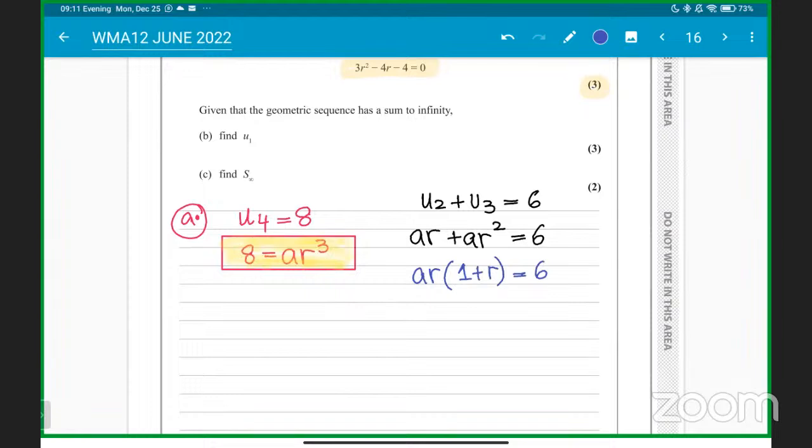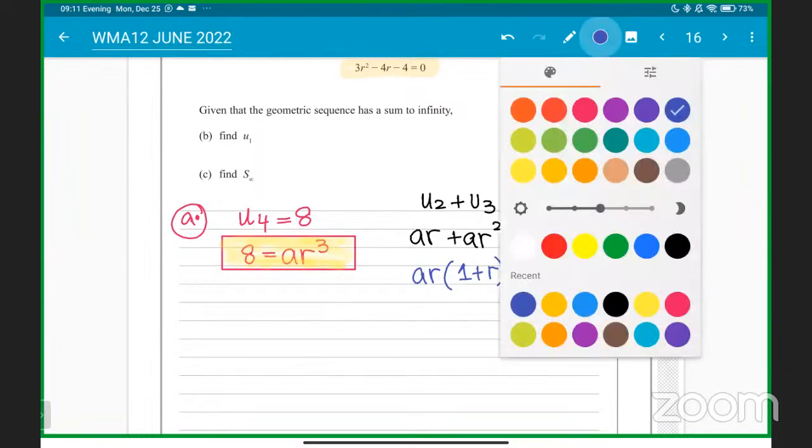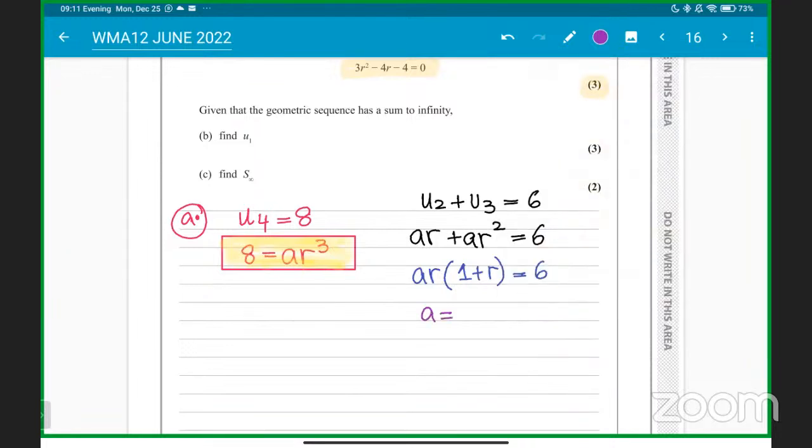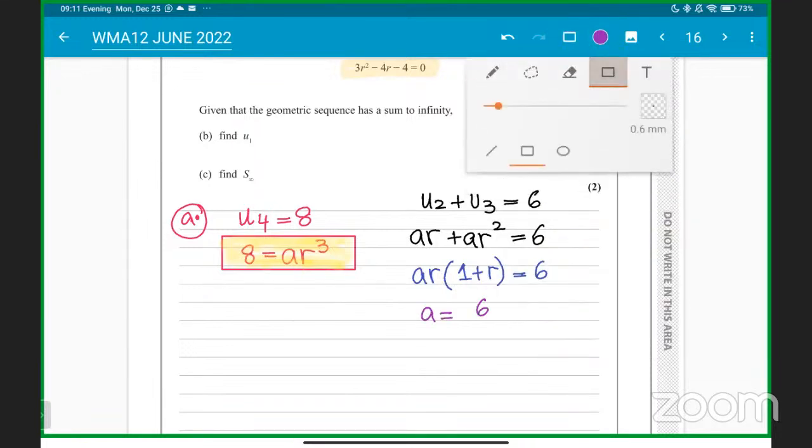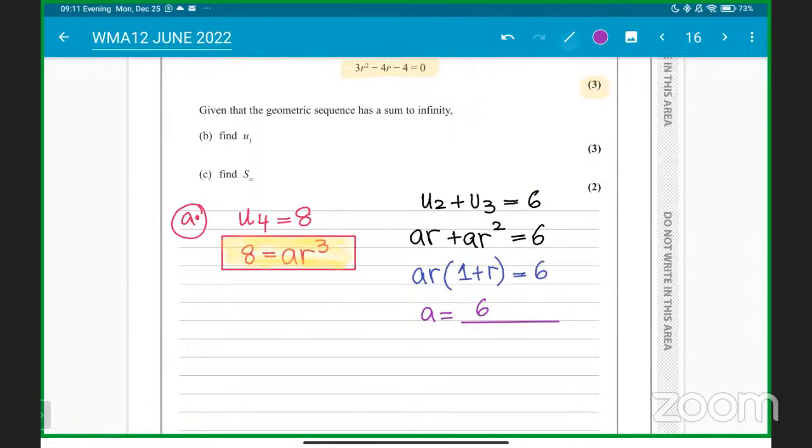Getting it clear? Are you guys following with me? Understood. I'm taking A common. I'm trying to simplify this, and eventually I will be getting A as the subject. So 6 divided by R times of 1 plus R. So here we go. I got it as 6 divided by R times of 1 plus R. Everyone got this clear? Any problem?